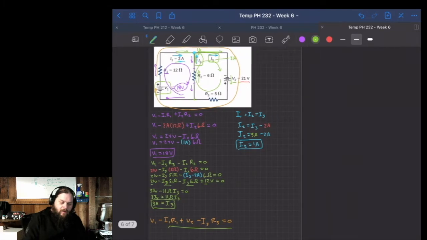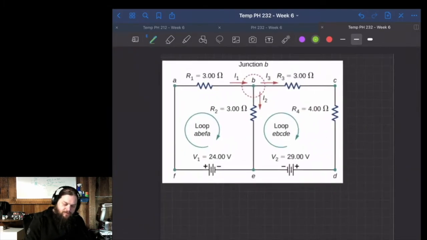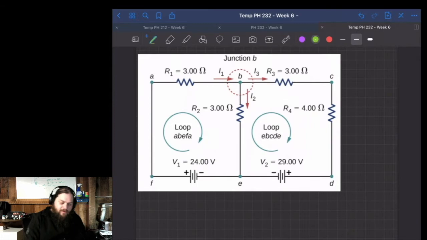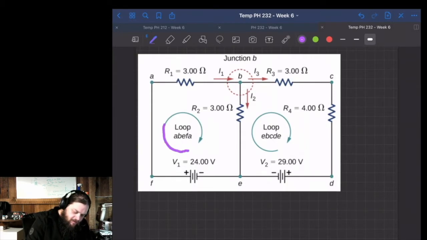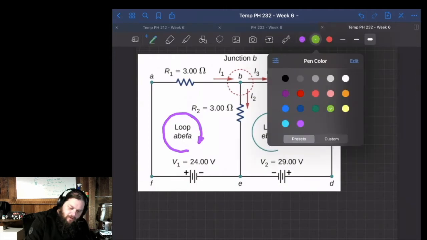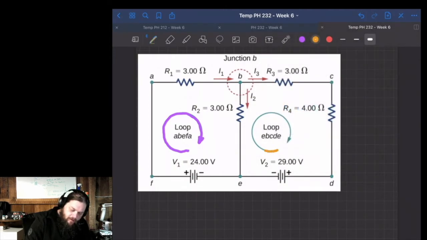So let's try another one. This other one's a little bit more difficult. So we still have 2 loops. We still have 2 power supplies in here. This is giving us the direction of the loops. I'm going to draw my colored circles on here. I'm going to do the same. This time I'm going to use orange for this one. And here they give us the voltage supplies values. They're giving us all the resistor values, but they don't give us any of the current values.